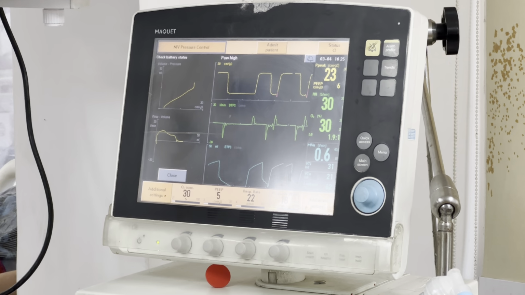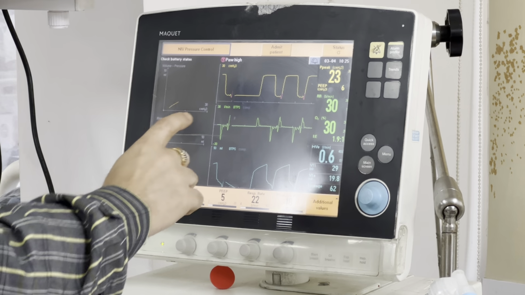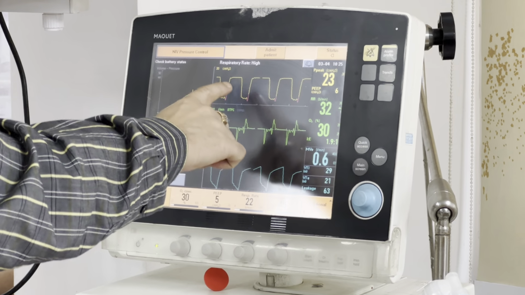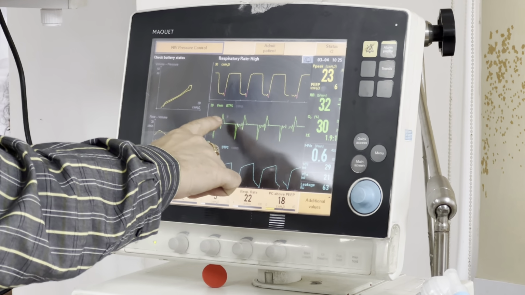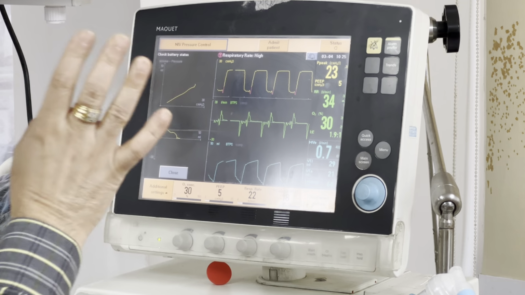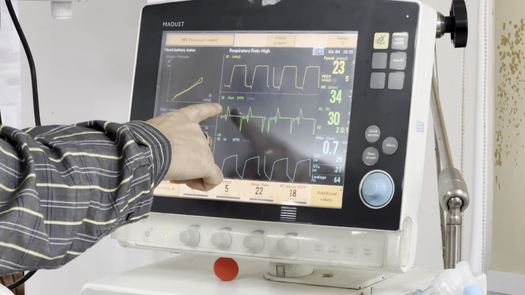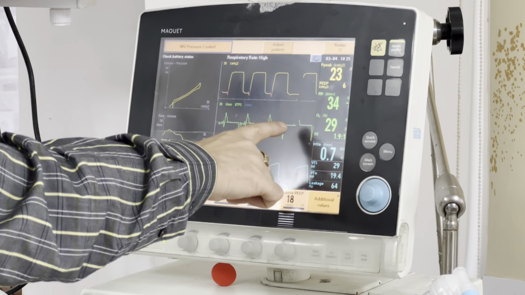In volume control, we keep flow fixed. So such a type of graph will be there. Flow will be fixed in volume control mode. This is pressure control, so flow is not fixed, it is variable.